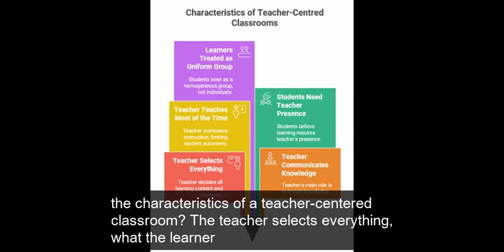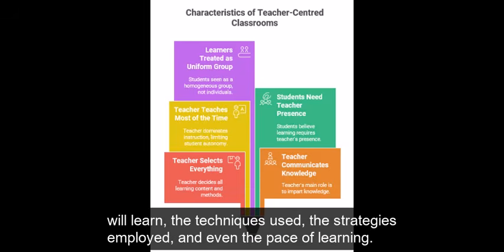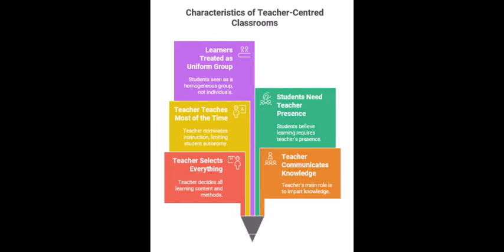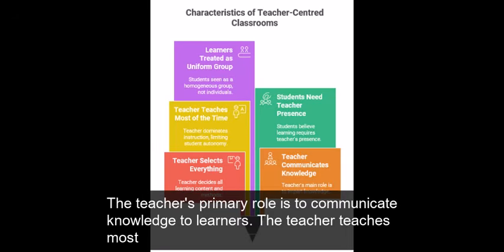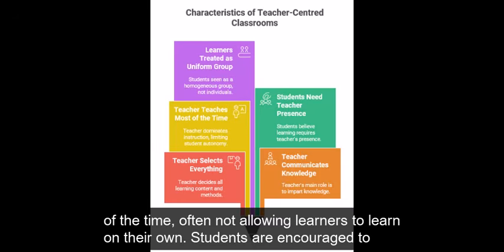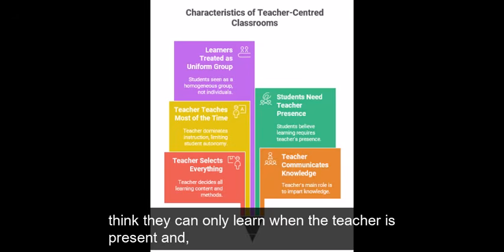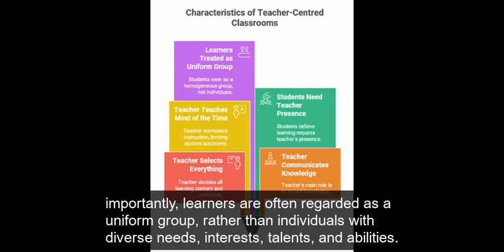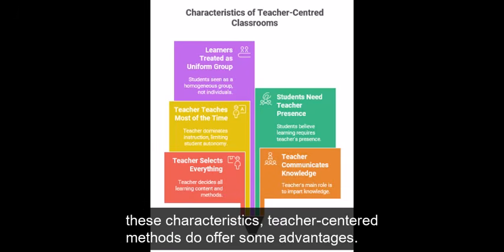So, what are the characteristics of a teacher-centered classroom? The teacher selects everything: what the learner will learn, the techniques used, the strategies employed, and even the pace of learning. The teacher's primary role is to communicate knowledge to learners. The teacher teaches most of the time, often not allowing learners to learn on their own. Students are encouraged to think they can only learn when the teacher is present. And, importantly, learners are often regarded as a uniform group, rather than individuals with diverse needs, interests, talents, and abilities.